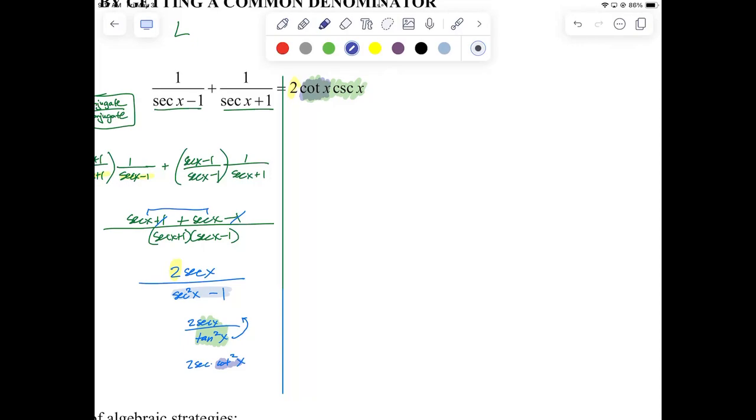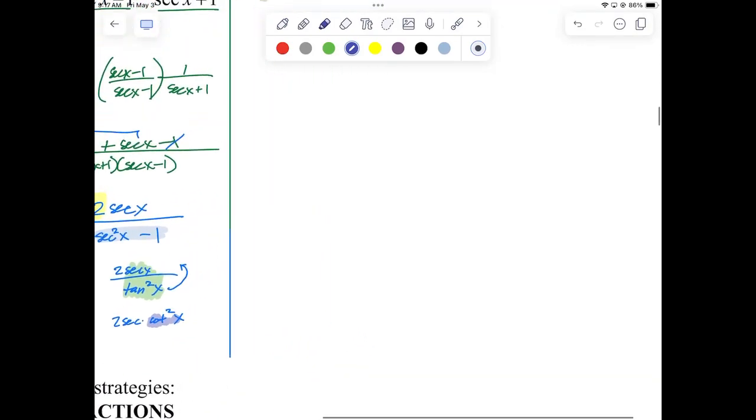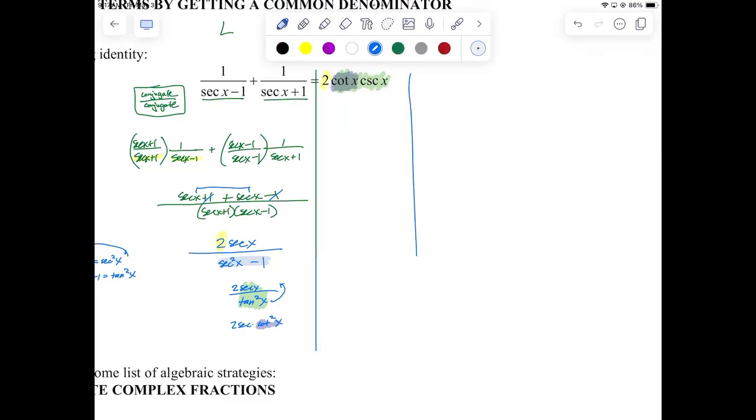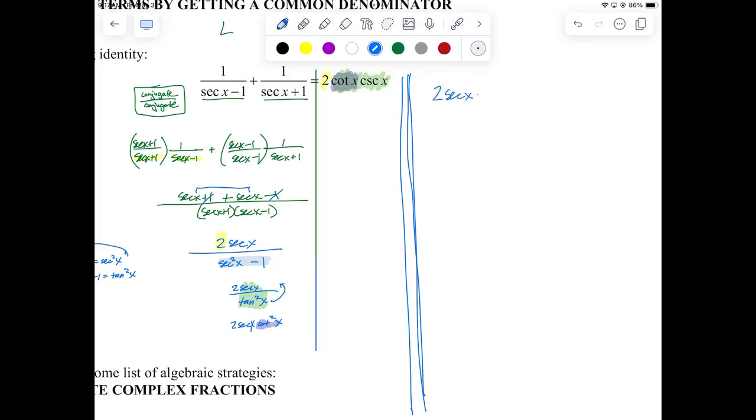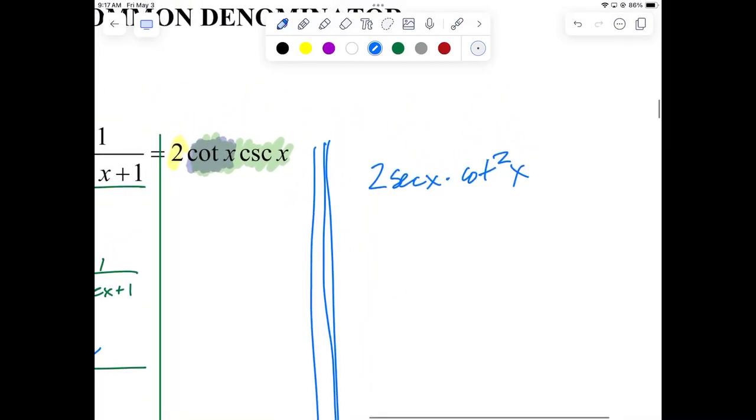Oh, do you want to go back to plus 1? No, the right side doesn't have plus 1. I want to stay like this. So here's what I'm saying. Let's go ahead and start a new column. Okay, here's our new column, right? Here's the double line to separate it. I have 2 secant of x, I forgot the x, don't forget the x, go back and put it if you forget it, times cotangent squared of x. Let me go ahead and rearrange these factors.